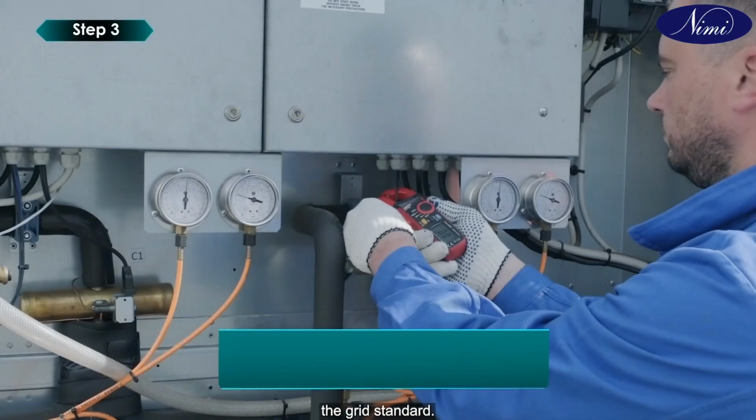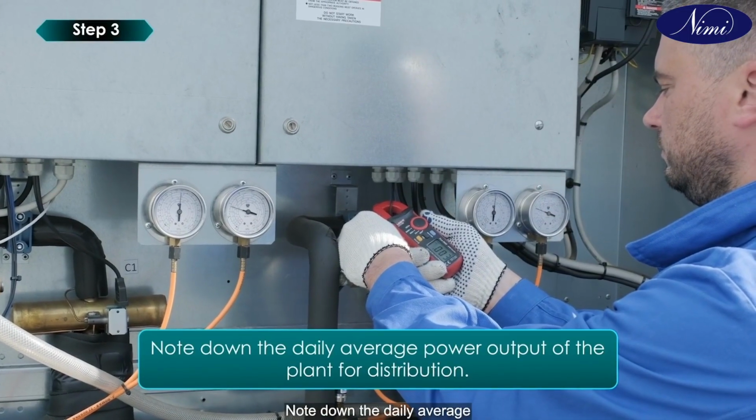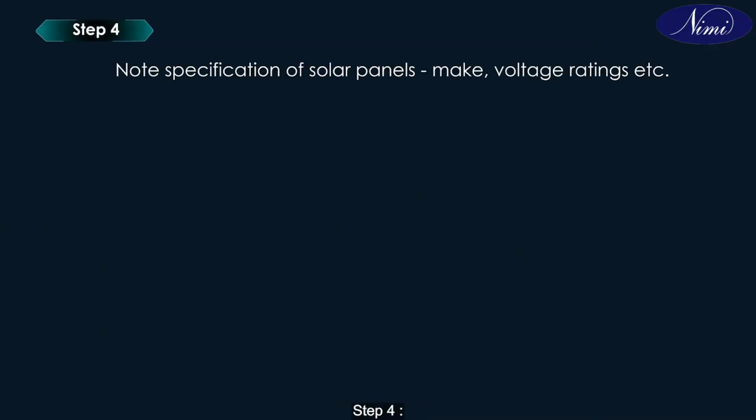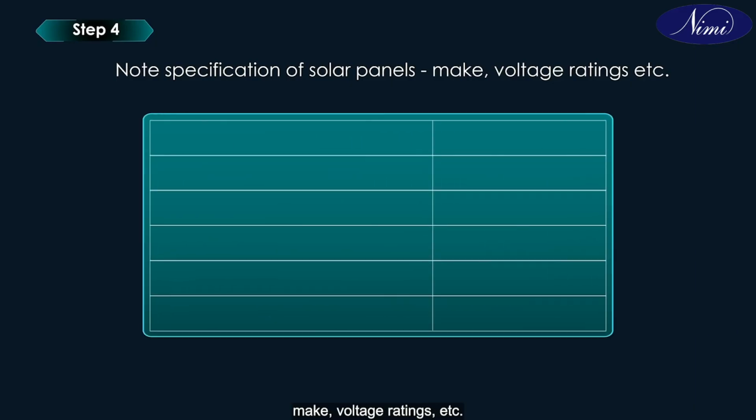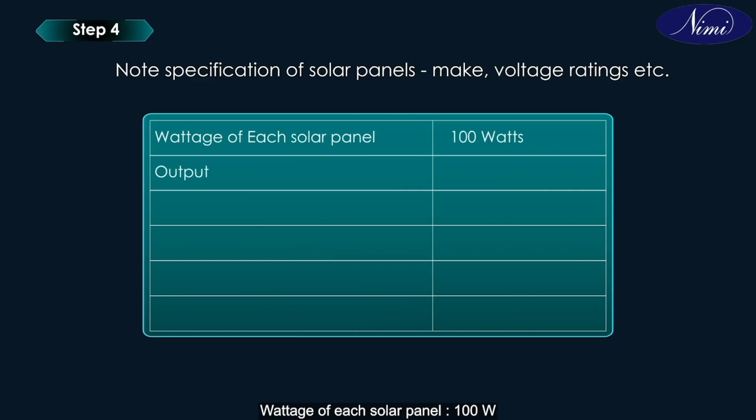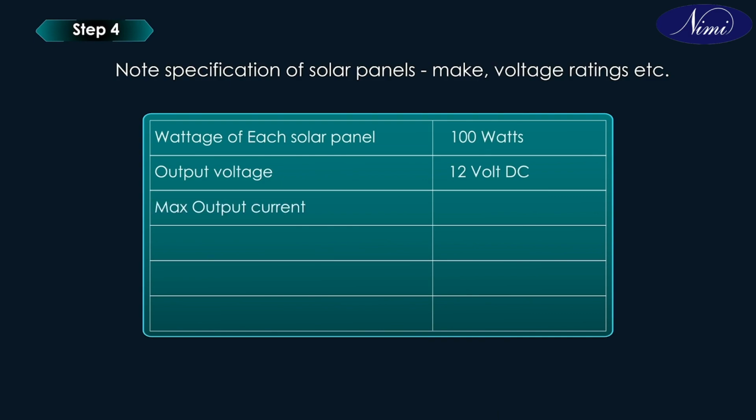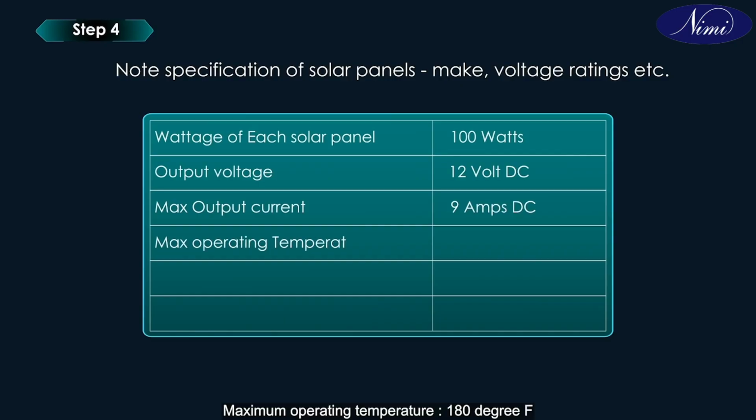Step 3. Note down the daily average power output of the plant for distribution. Step 4. Note specification of solar panels, make voltage ratings, etc. Wattage of each solar panel: 100 watts. Output voltage: 12 volt DC. Maximum output current: 9 amperes DC. Maximum operating temperature: 180 degrees Fahrenheit.